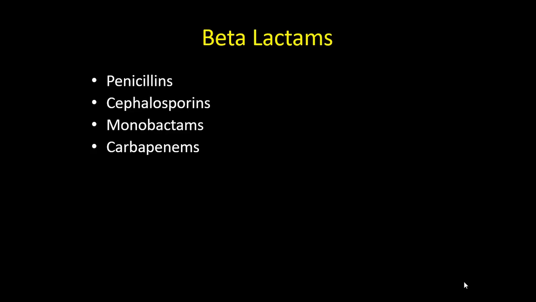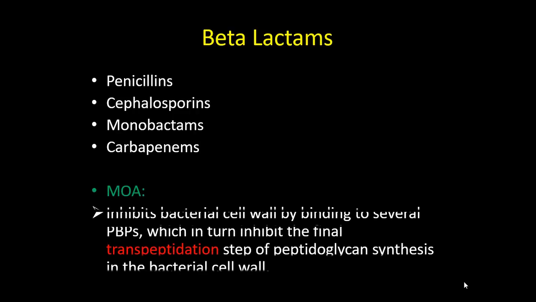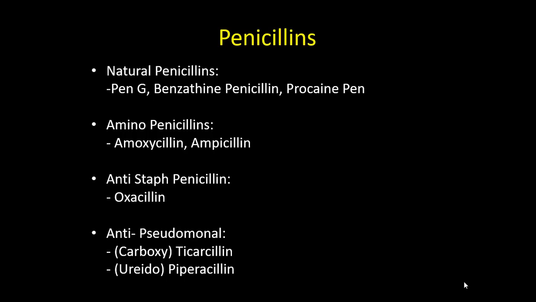Beta-lactams are all derived from the penicillins. They have a basic core beta-lactam ring, which is a very signature thing for them. The synthetic ones are cephalosporins, monobactams, and carbapenems. Regarding the mechanism of action, as we discussed, they affect the bacterial cell wall structure. Penicillin binding proteins are attached, which in turn inhibit the final transpeptidation step of peptidoglycan synthesis of the bacterial wall, leading to a porous cell wall and cell death.